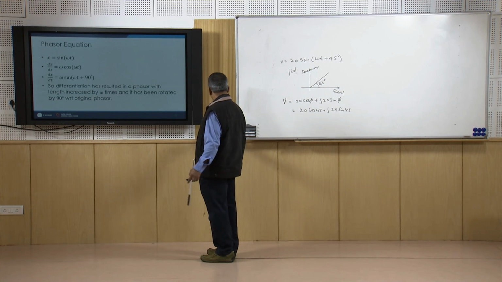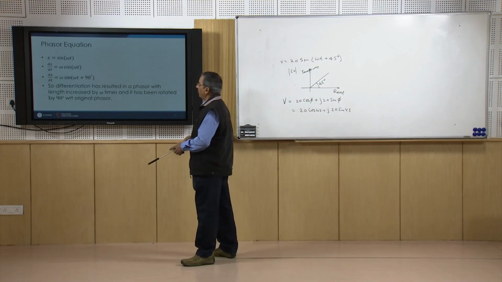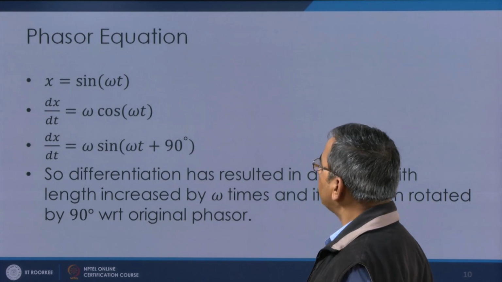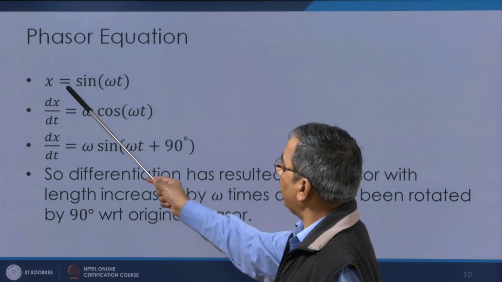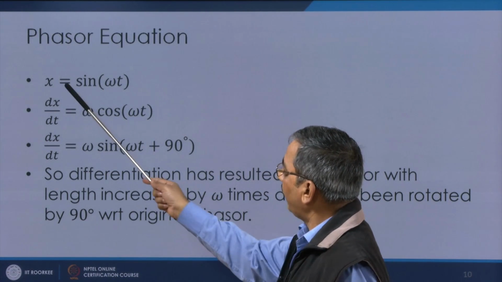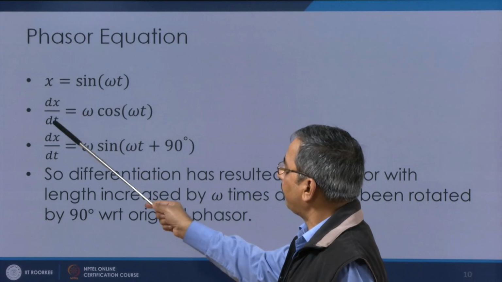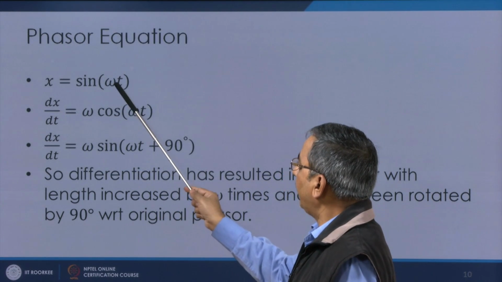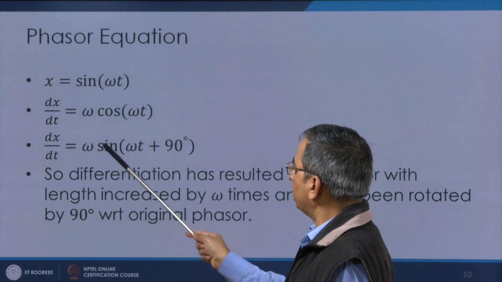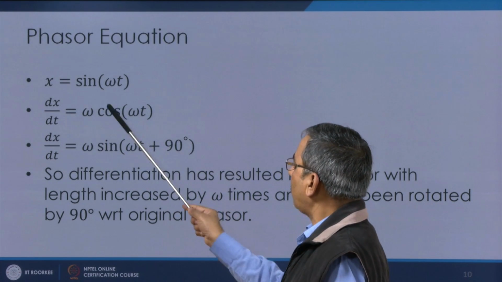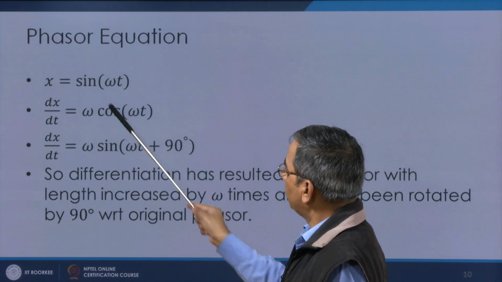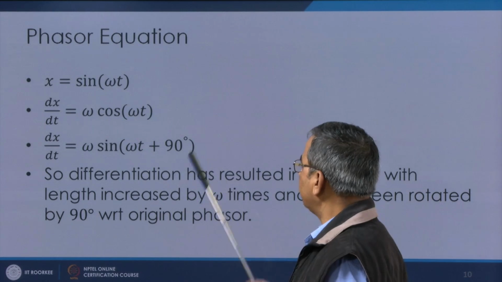So, this is the phasor representation of this sinusoidal signal. Now, let us see the phasor equations. Suppose we have the expression x is equal to sine omega t. Then if I take the first derivative of it, dx by dt is equal to omega cos omega t, or I can express this cos omega t in terms of the sine itself as omega sine omega t plus 90 degree.